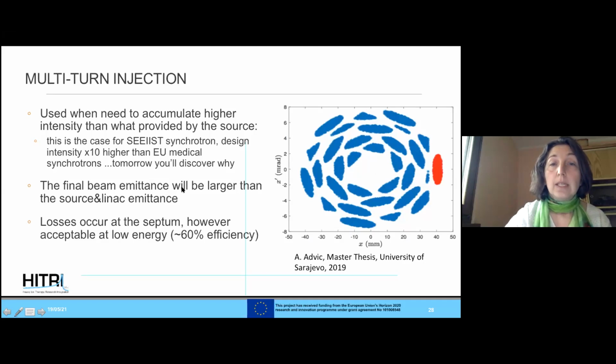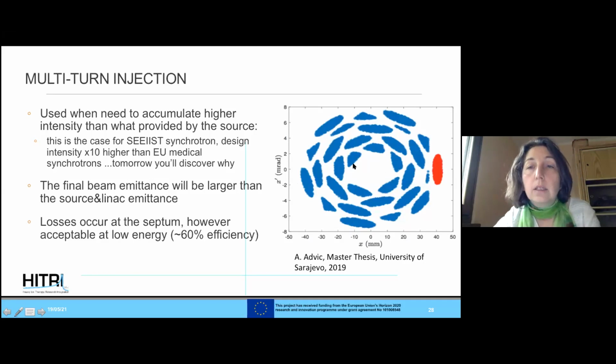What you can see is that the final emittance will be much larger than the emittance of the incoming beam. This is the incoming beam. This is the final emittance. And you will have losses because the beam will not keep its shape, but will be scraped off at the septum. However, these losses happen at low energy, so they are not really dangerous.